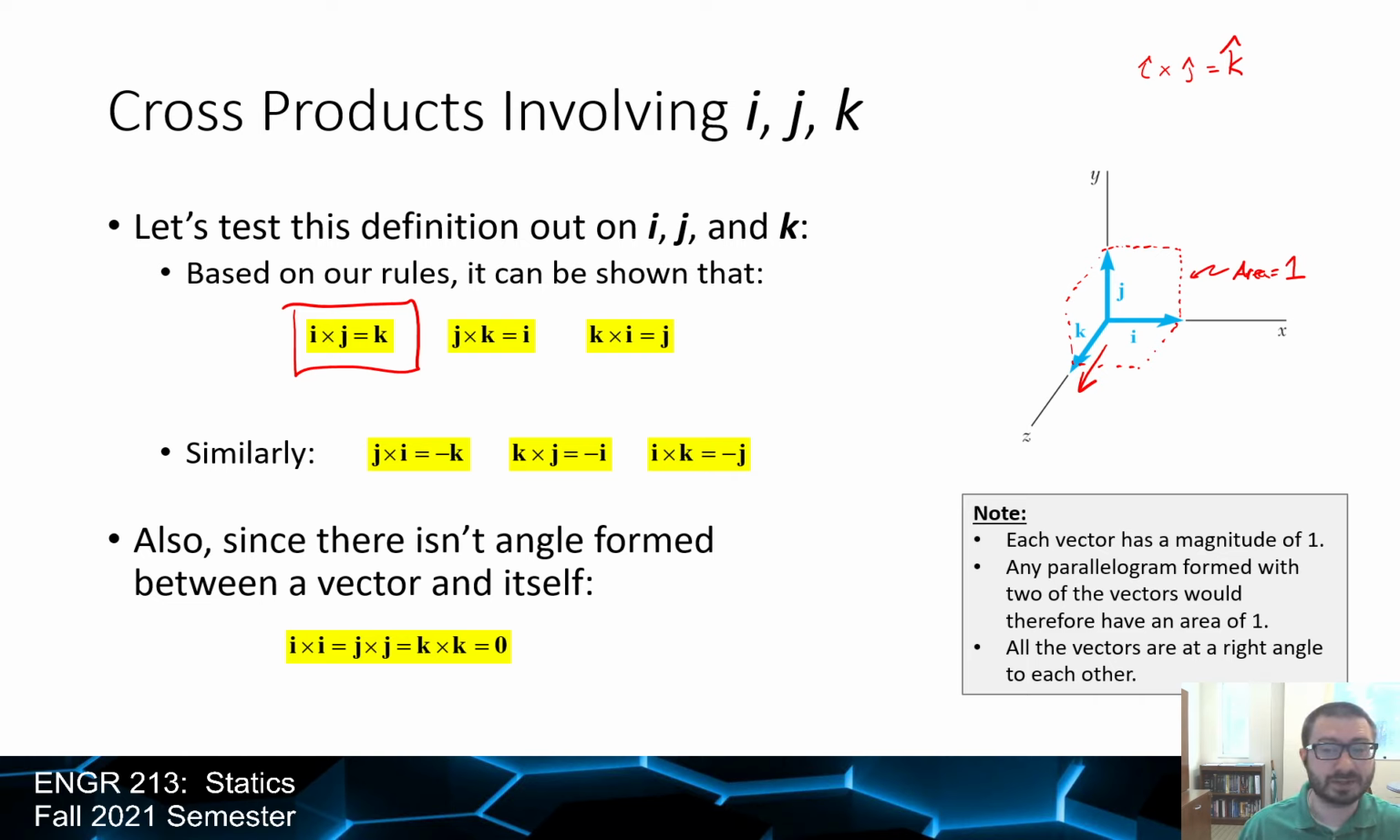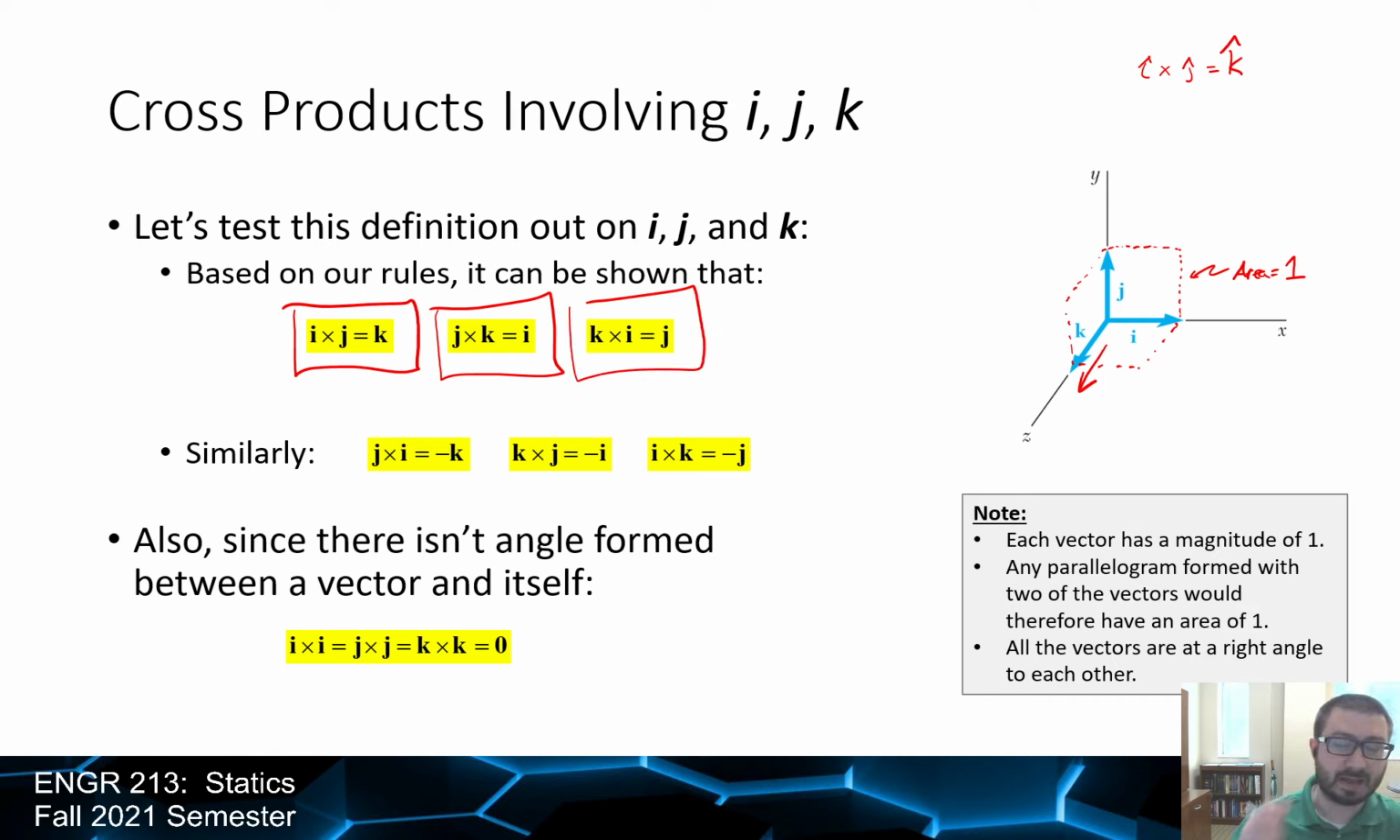And as for the directions, you can follow your right-hand rule pretty easily. So what about j cross k? Your thumb should be pointing in the positive x direction. So j cross k is i. What about k cross i? Again, same idea. k cross i is j.